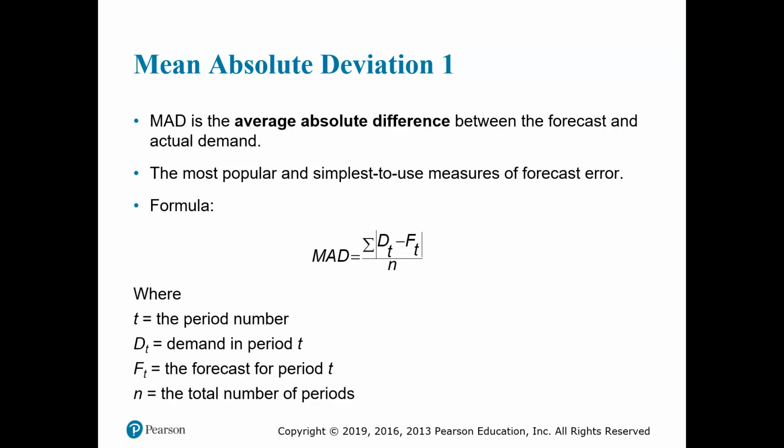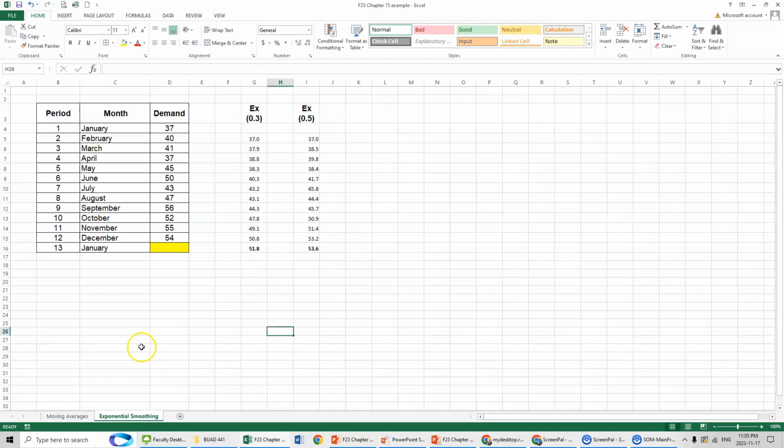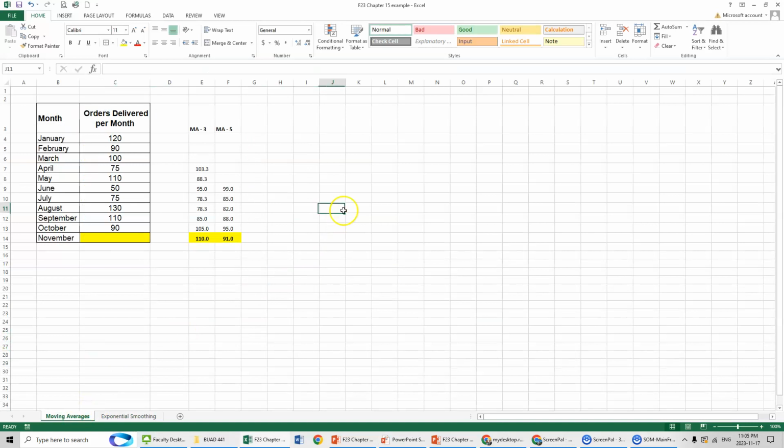There's your formula. We're going to look at how to do this using Excel, so we don't need to basically understand that formula. As it says there, it's just the sum of all the differences between demand and forecast, divided by n, so we get our average. So let's take a look at our Excel file. Let's go with moving averages.